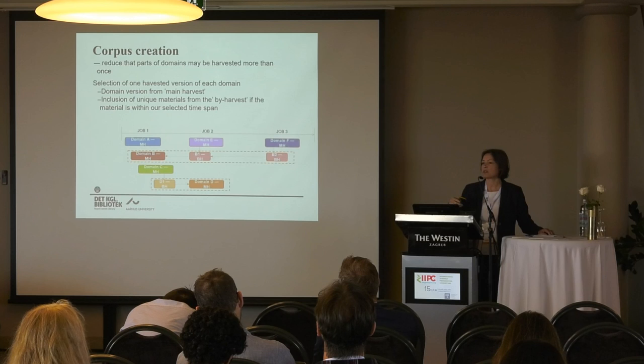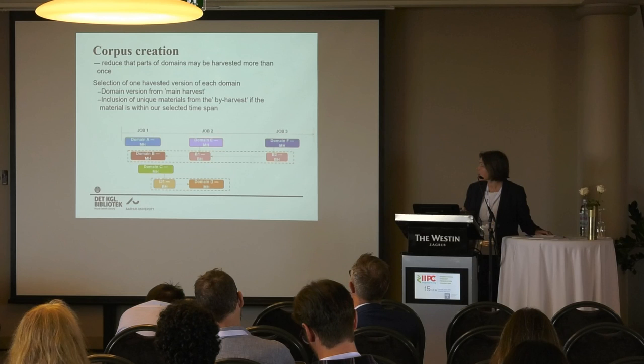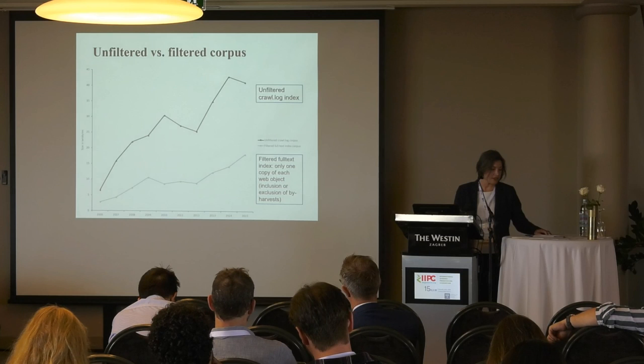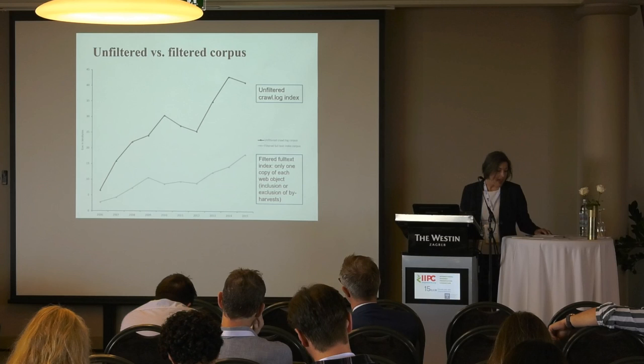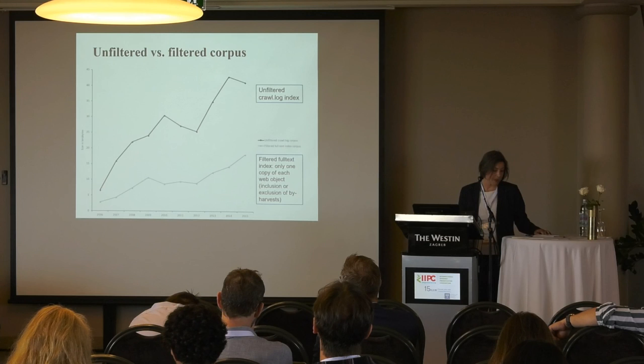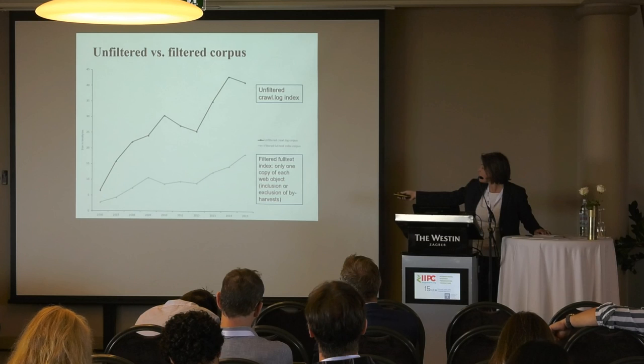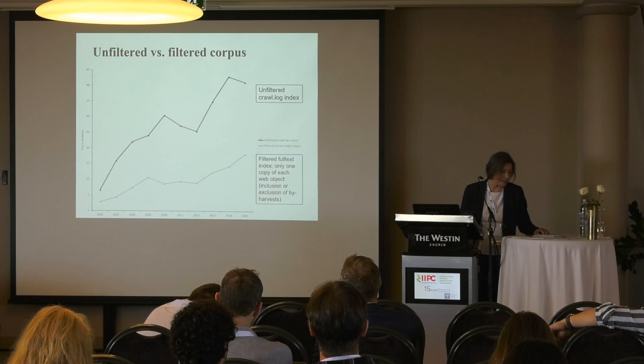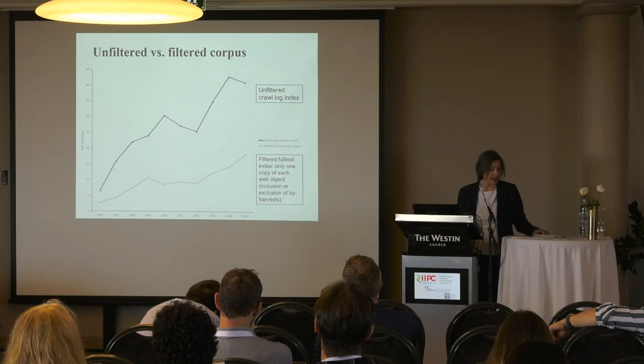So why go through all the trouble? Well, it turns out it actually makes a big difference. So this is the size of the Danish web with the first broad crawl each year in terabytes. And as you can see, the Danish web is much bigger based on the unfiltered corpus compared with the filtered corpus. So this is 40 terabytes in 2015 compared to 20 terabytes in 2015. And this is just by reducing some of the extra materials.